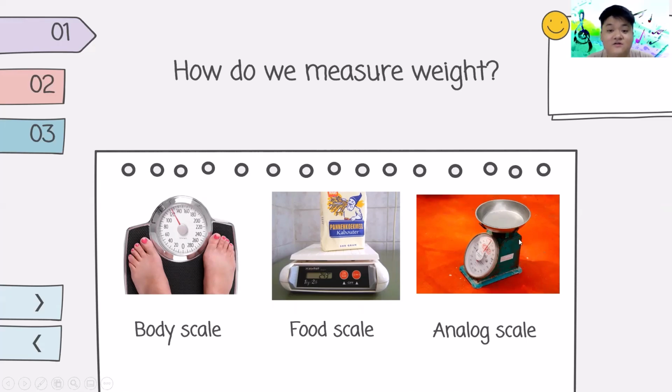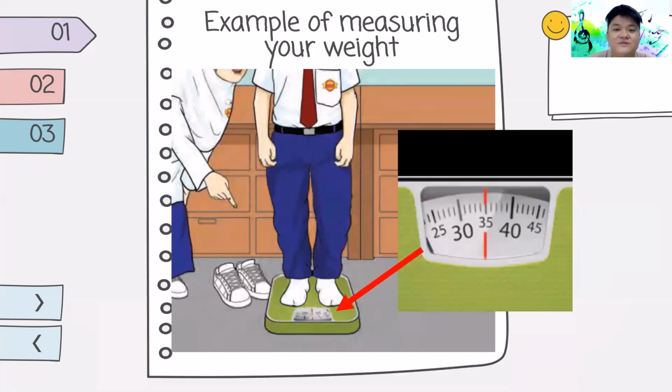All right, so let's say the names of the scales together. Number 1 over here, we have body scale. Number 2, we have foot scale. Number 3, we have analog scale. Different scales for different objects. Understand? Very good.